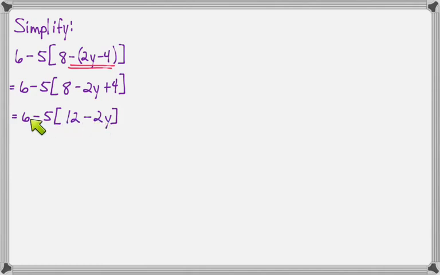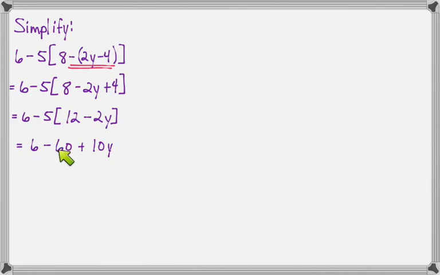Now, out here, everybody who works this problem tries to make the mistake of doing the subtraction first and then distributing after you subtract. But you've got to remember, distributing is a multiplication step, and multiplying has to come before subtraction. So, let's distribute this negative 5. Negative 5 times 12 is minus 60, and negative 5 times negative 2y will be plus 10y.